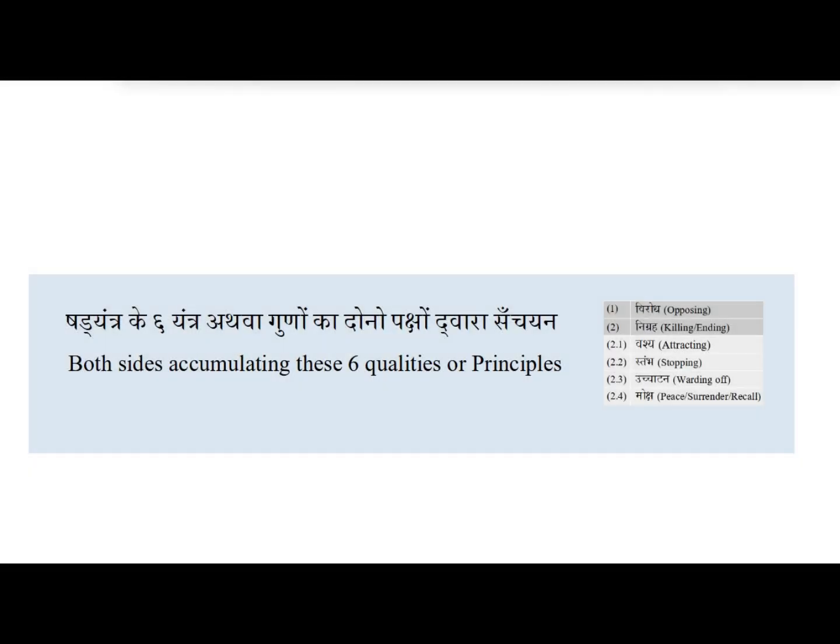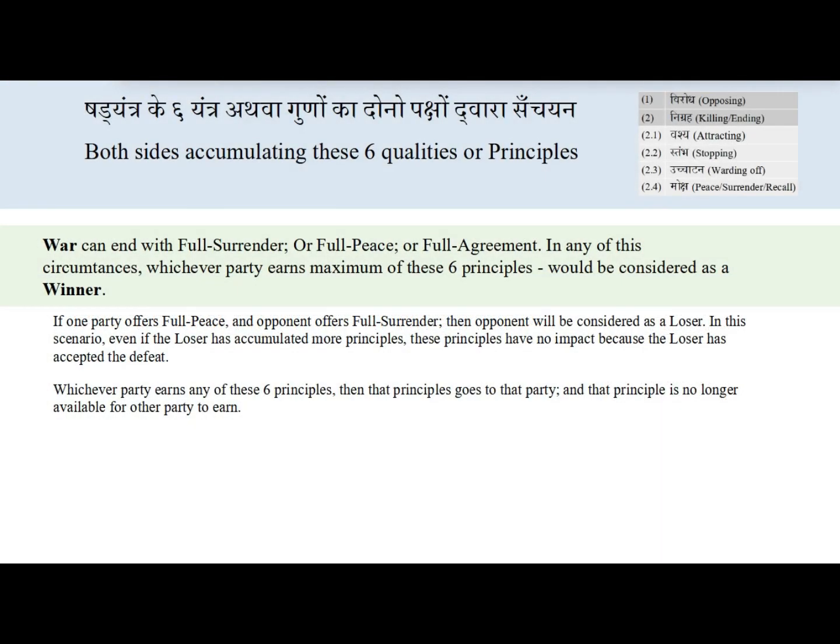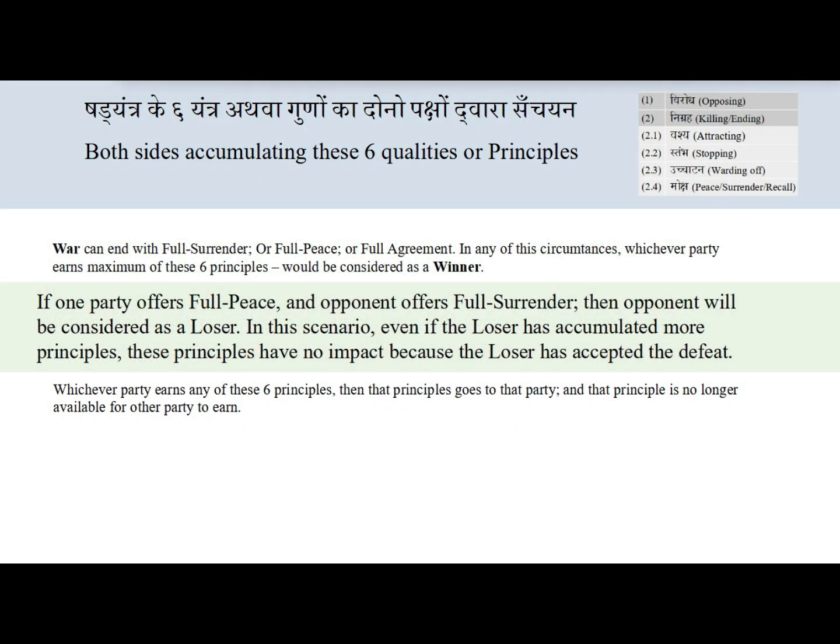Now in this part we will discuss how both sides accumulate these 6 qualities or principles. War can end with full surrender, full peace or full agreement. In any of these circumstances, whichever party earns the maximum of the 6 principles would be considered the winner. If one party offers full peace and the opponent offers full surrender, then the opponent will be considered the loser. In this scenario, even if the loser has accumulated more principles, these principles have no impact because the loser has accepted the defeat.